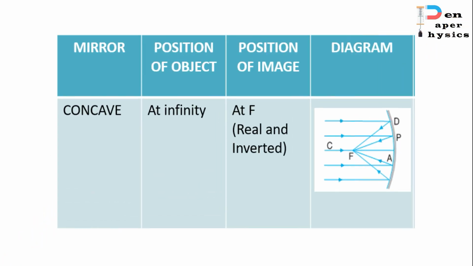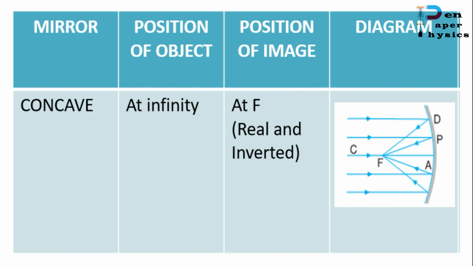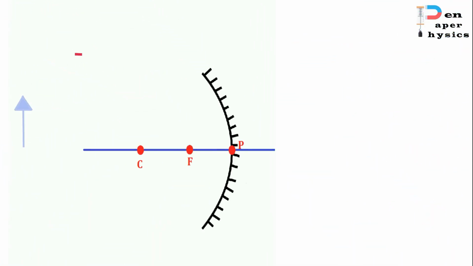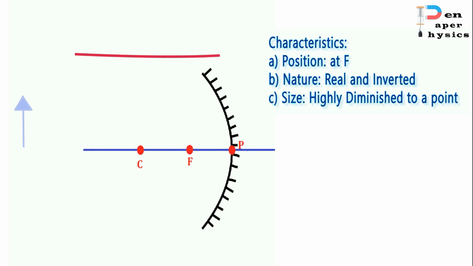First, we will start with concave mirrors, and the first ray diagram that we learn in this case is the object at infinity. And the image that we get here is at F. Now here in this video, the first arrowhead is showing you the direction of light, which is from left to right. That means towards the right side.